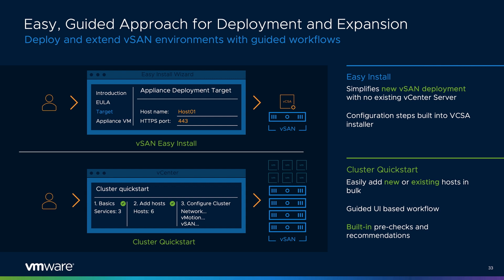Quick Start also plays a part in the ongoing expansion of a vSAN cluster by allowing a user to easily add additional hosts to the cluster. For greenfield environments, the Quick Start wizard would follow the vSAN Easy Install wizard. Introduced in vSAN 6.7, Easy Install is part of the VCSA installer and allows the user to easily build a brand new vSAN cluster, starting off with just a single host, and the newly deployed vCenter server living on the single node vSAN cluster. Quick Start offers the next step to complete the process of a multi-node production-ready vSAN cluster.